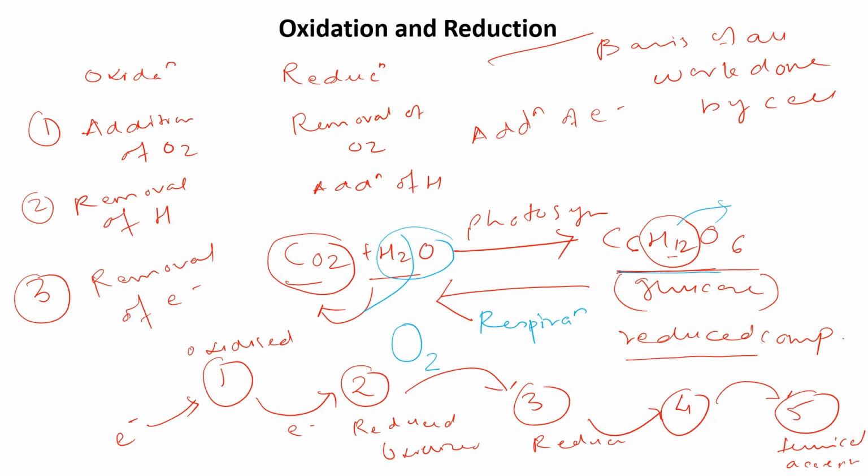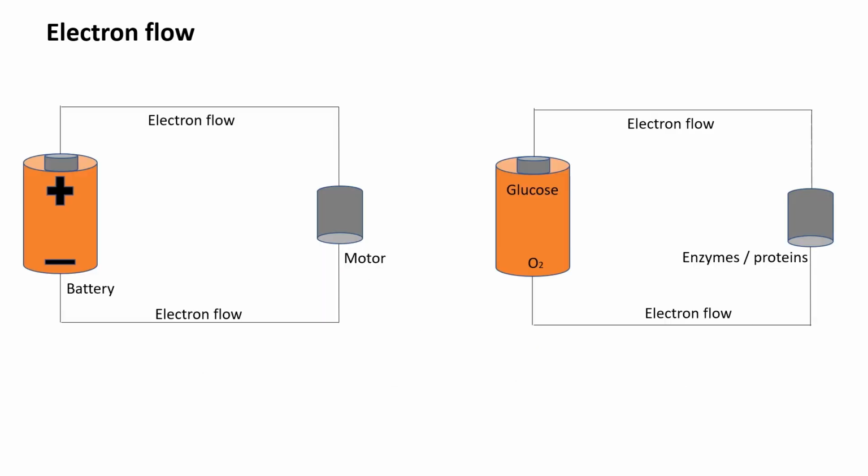So the next question is how? In a non-biological system, you have all seen a battery. A battery has a positive end and a negative end. Why so? Because a battery contains some chemical compounds. The compounds differ in their electron affinity, because of which one compound will have more electron affinity compared to the other compound. So electrons will continuously flow.